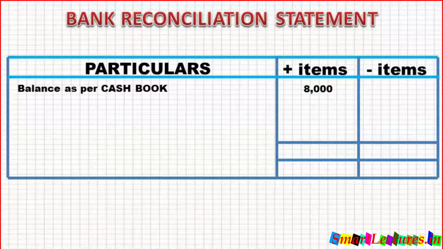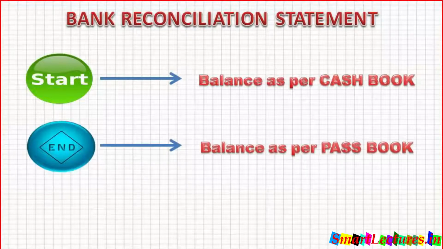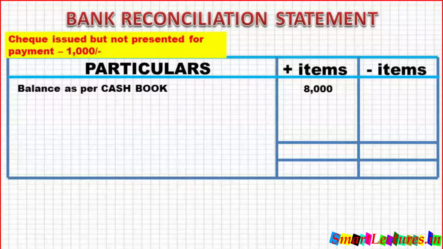And one thing more, the question is going to start with balance as per cash book. This has been given in the question, and we have to reach balance as per passbook because we have to know how much is the balance as per passbook. So the first item is check issued but not presented for payment 1,000. Let's see how it will be written.